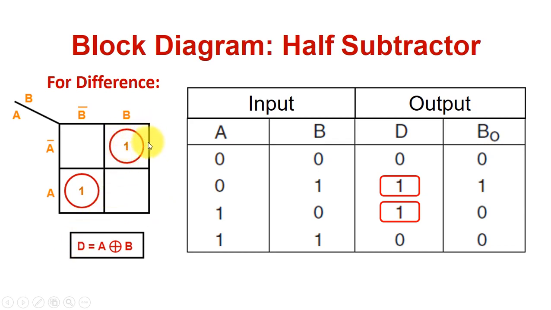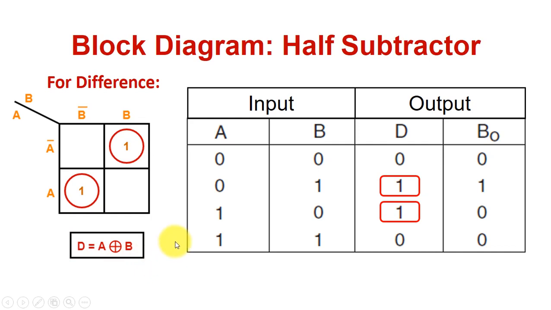So here for this cell, we have the expression A bar B, and for the next cell we have the expression for A B bar. So that means A bar B plus A B bar is nothing but the expression of A and B with the XOR gate. Therefore the expression of the difference D is equal to A XOR B.